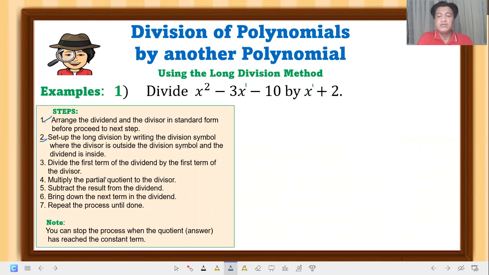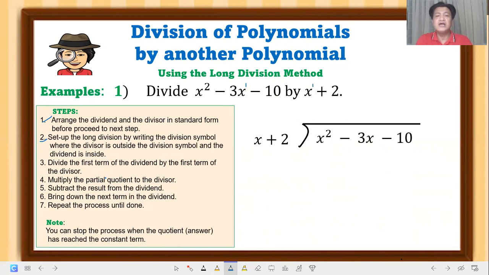Ano sabi sa step 2? Mag-set up tayo ng division symbol. Tapos yung labas, nandyan po yung divisor. Yung nasa loob naman yung tinatawag natin dividend. Tapos, after you do that, you have to proceed to step number 3. Anong sabi sa step number 3? I-divide natin yung first term of the dividend doon sa first term of the divisor. Okay, so meaning to say x squared divided by x, ito yung solution natin. Okay, remember, di ba, apply the law of exponent, may 1 dyan. So subtract natin, di ba, copy the base and subtract the exponent, kaya 1 na yan. Or simply x. Meaning to say, yun po yung partial quotient ngayon ni x squared divided by x.